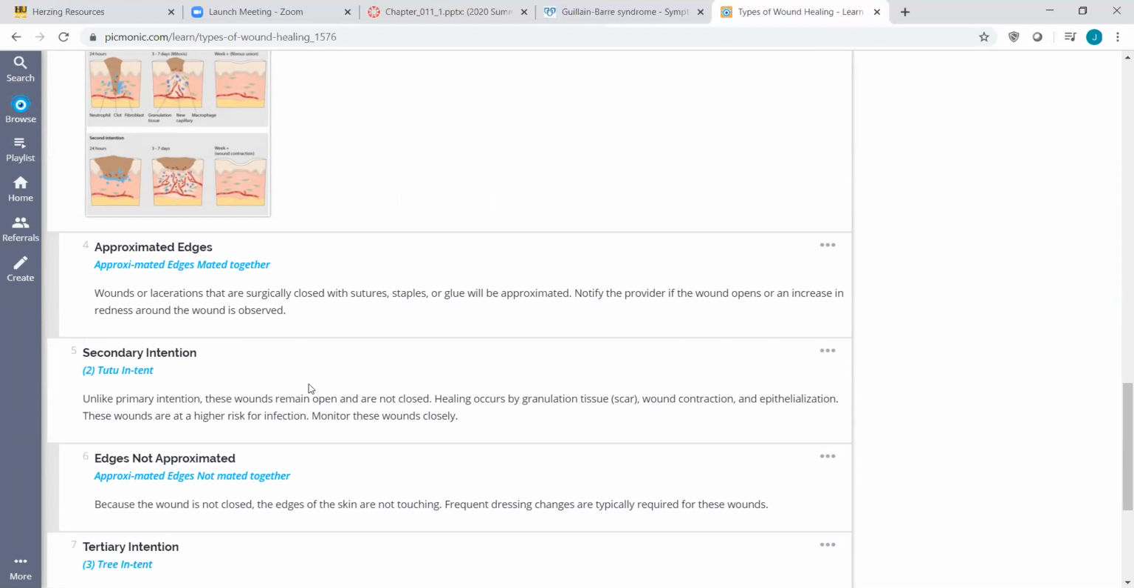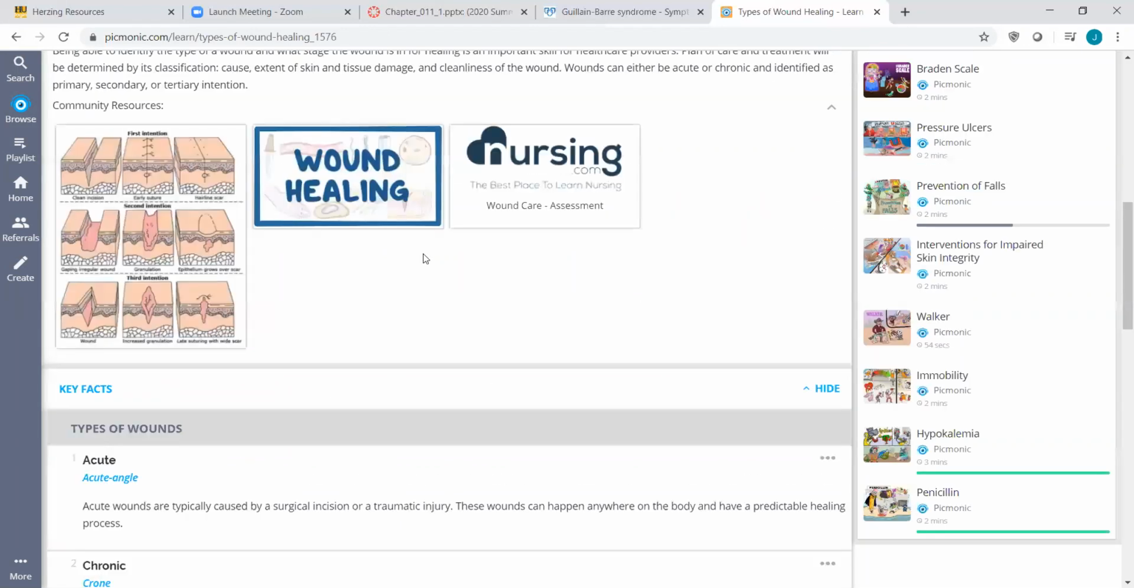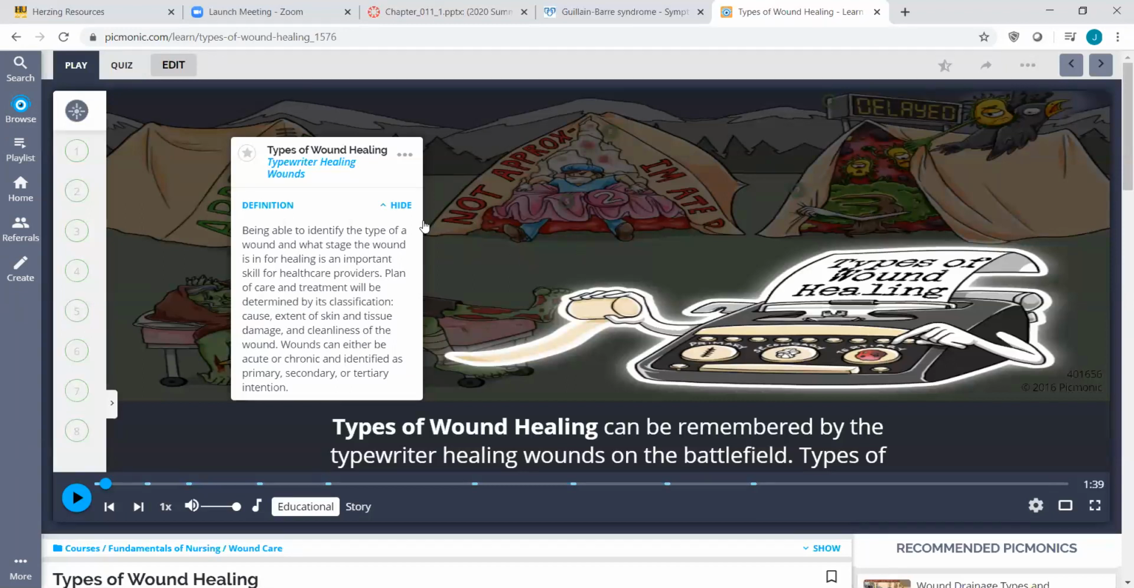So secondary intention is different. Up at the top here, they were talking about it's not approximated, it's open.